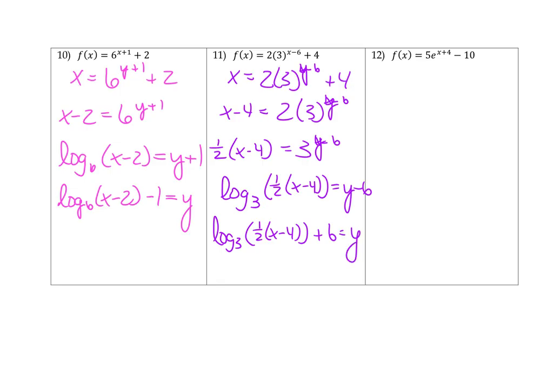And now the last one. I see I have a base of e. Remember, e is a number, so I'm going to go to natural log. So x equals 5e to the y plus 4 minus 10. I'm going to add that 10 first. I'm going to multiply by the reciprocal.